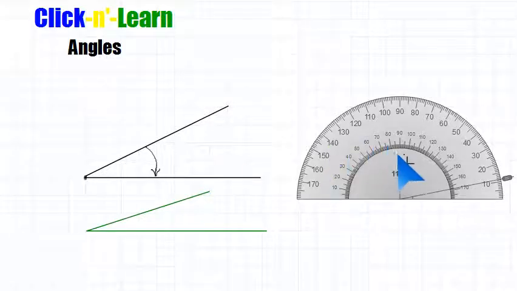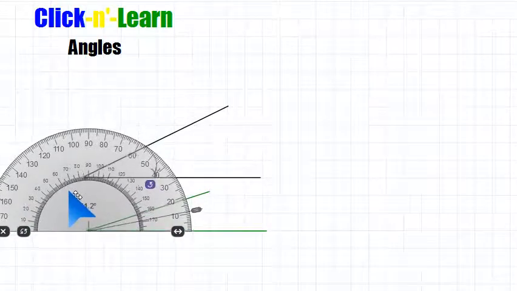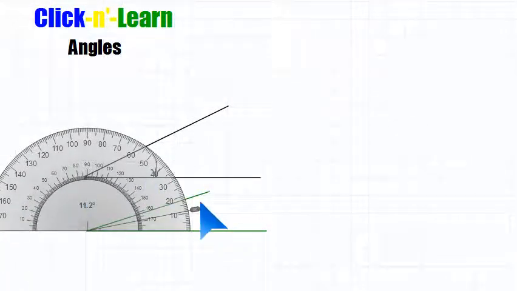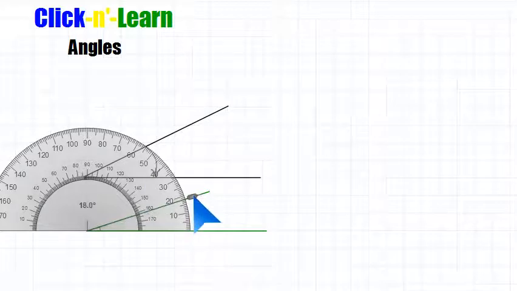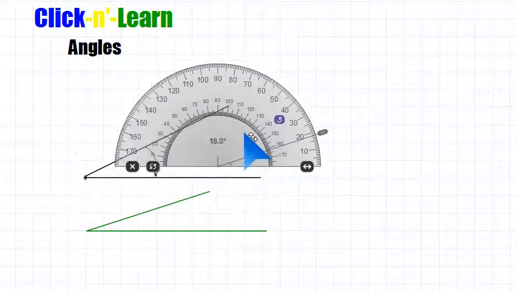And we use this instrument to measure the amount of turn. So the amount of turn of that line is 18 degrees. In other words, we've rotated this arm 30 degrees away from the horizontal arm. So that's the idea of an angle.